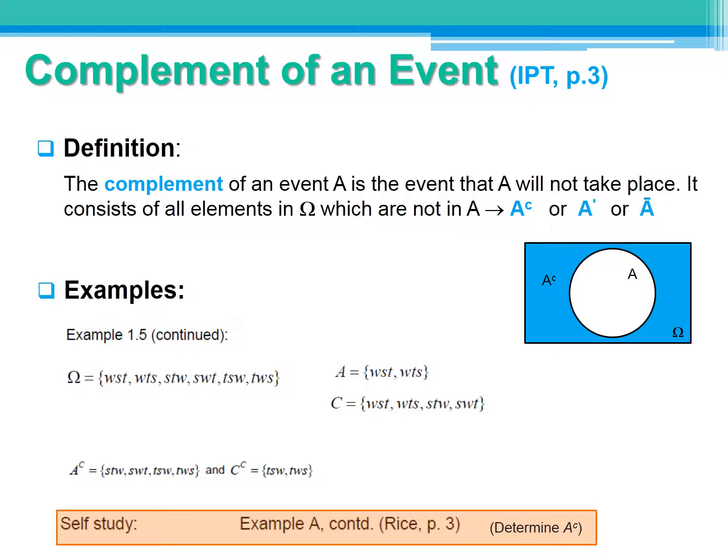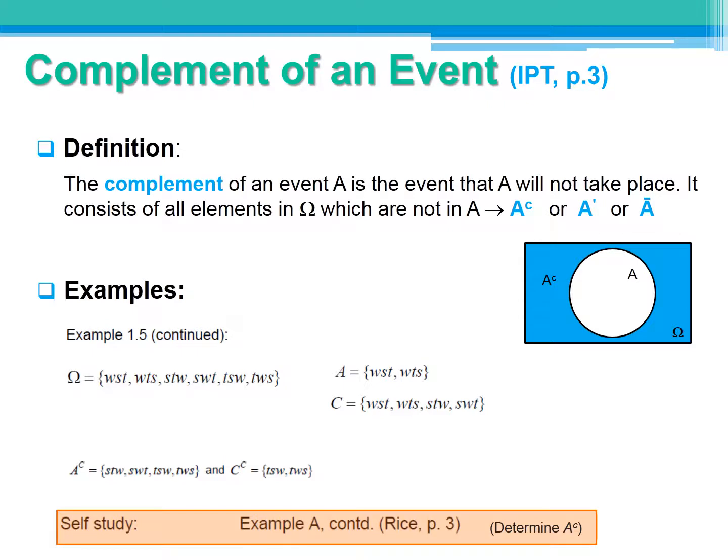The complement of an event A is the event that A will not take place. So here we look at all the elements or the outcomes that are still in the sample space but not included in event A. And there are different notations for indicating that: A superscript C, A prime or A bar. The one that is used in the notes is A superscript C.